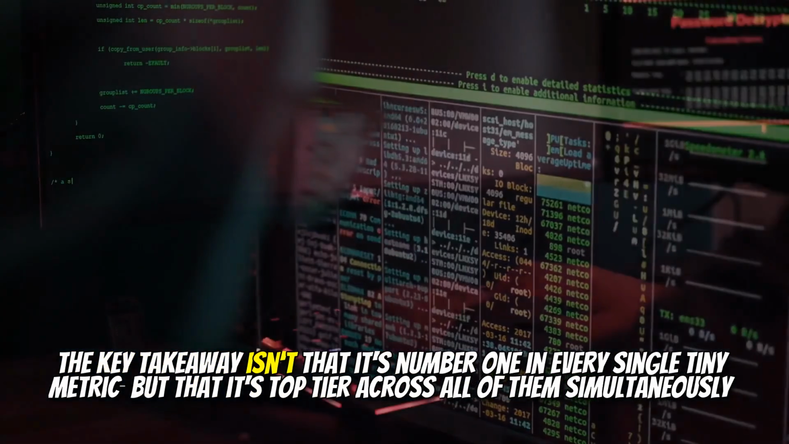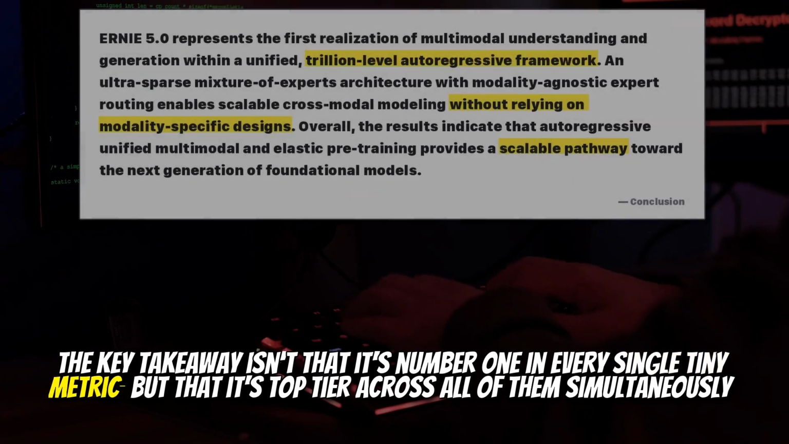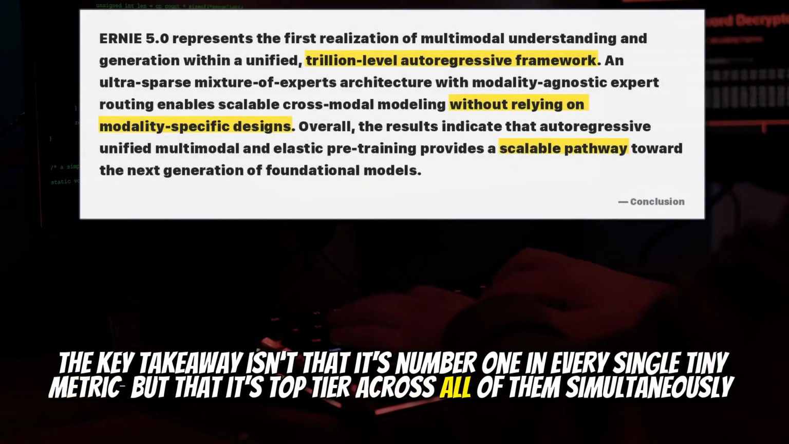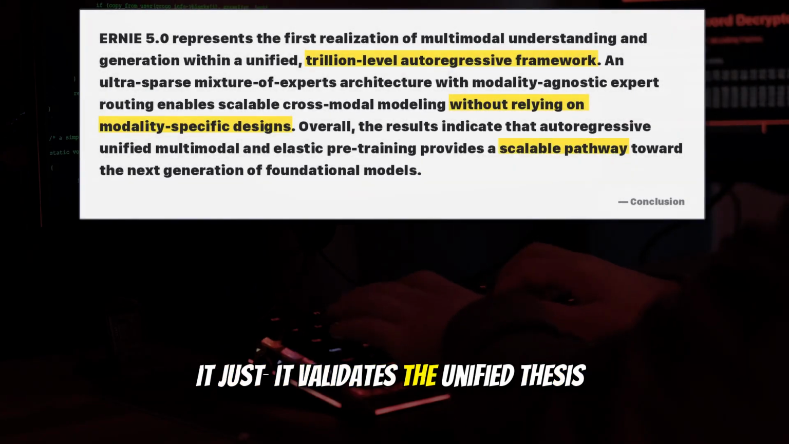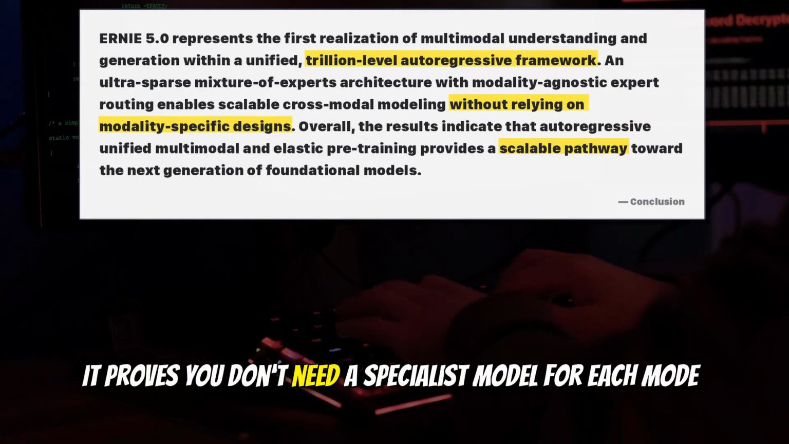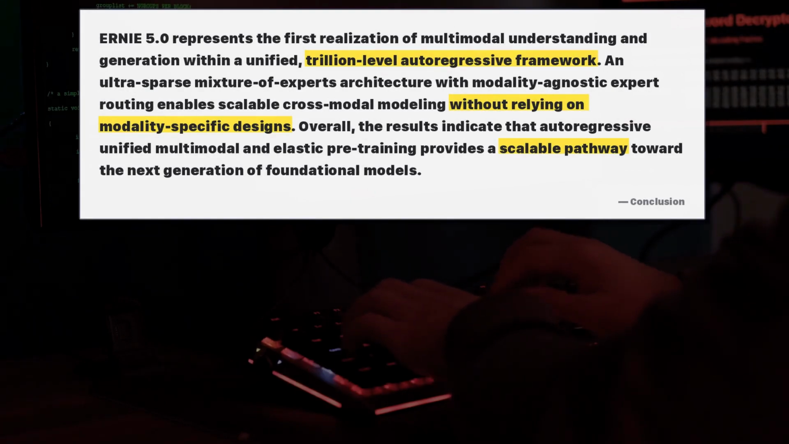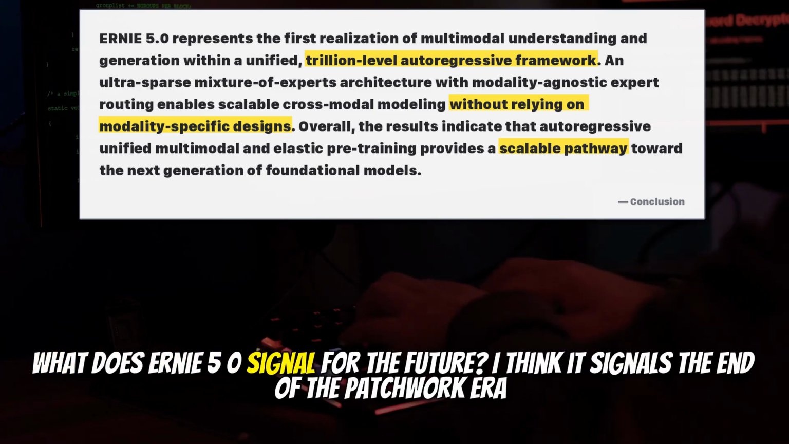The key takeaway isn't that it's number one in every single tiny metric, but that it's top tier across all of them simultaneously. It validates the unified thesis. It proves you don't need a specialist model for each mode. Which brings us right back to the big picture. What does ERNIE 5.0 signal for the future?